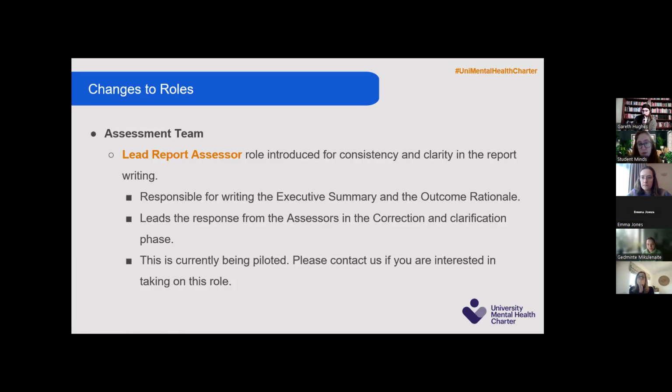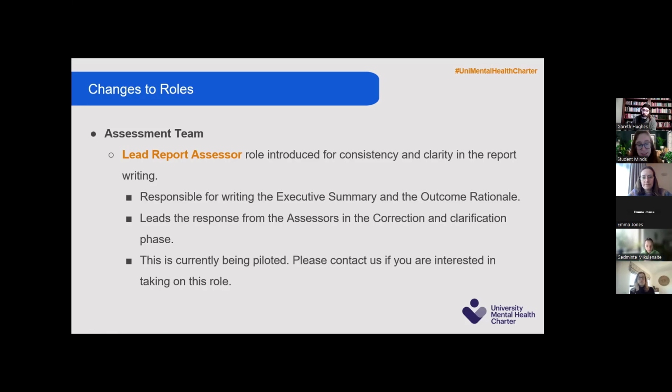So if you've done an assessment before, you know the universities get to make some comments around the report itself. Mainly it's if we've used the wrong acronym or that sort of thing, or if they have an award in progress, they could ask for clarifications around the conditions. But the lead report assessor just makes sure that the responses from the assessors come across in the same tone, and so that it's all in the same way.